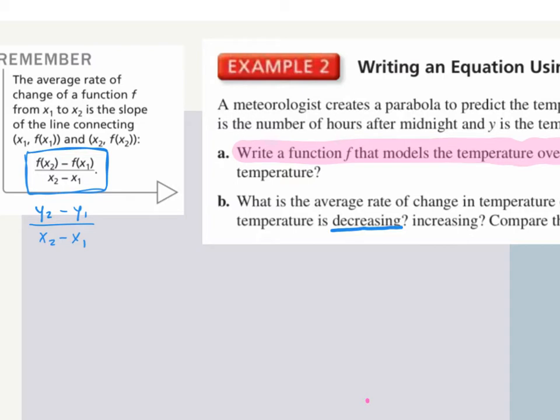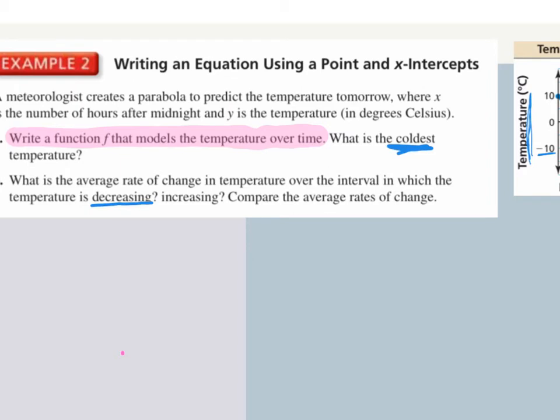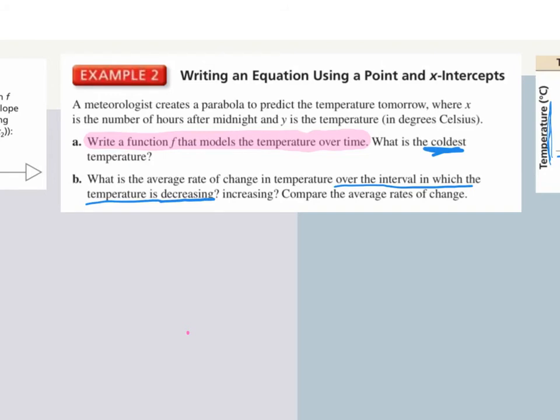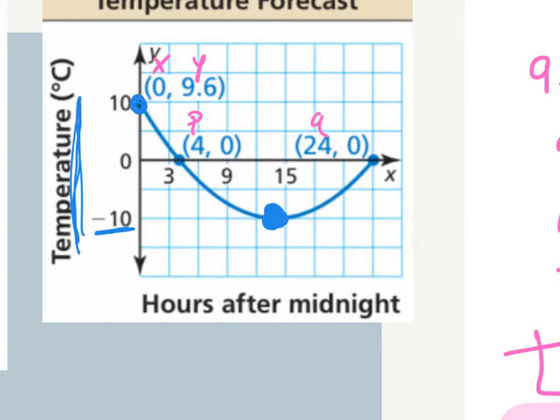Now we need 2 points in order to plug in and find our average rate of change. So we're looking at what is our average rate of change in temperature over the interval in which the temperature is decreasing. That interval is from this point here, 0, 9.6, and our vertex, which we said was 14, negative 10. So we need to find our rate of change between these 2 points.